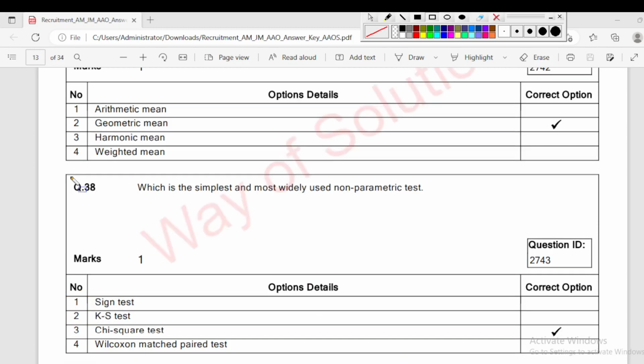Question number 38. Which is the simplest and most widely used non-parametric test? Option 1 sign test, option 2 F test, option 3 chi-square test, and option 4 Wilcoxon matched pair test. Option 3 is correct, chi-square test.